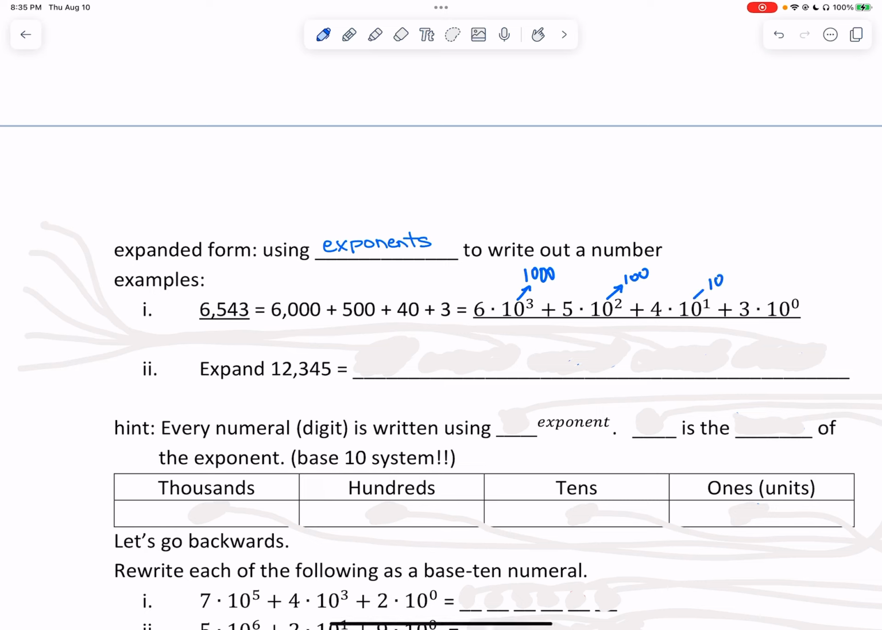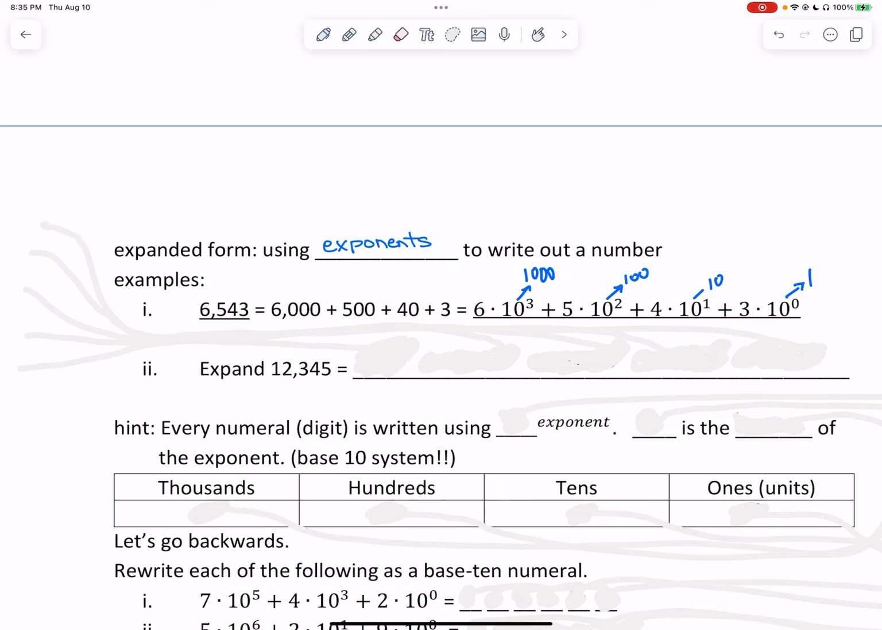And this, it looks like, what is the zero? Anything to the zero power is 1. And we're going to talk more about that later. But for right now, just know that 10 to the 0, or anything to the 0, is just 1. Okay, so that's how we know what place to put it in.